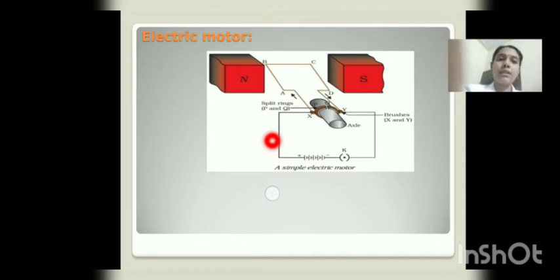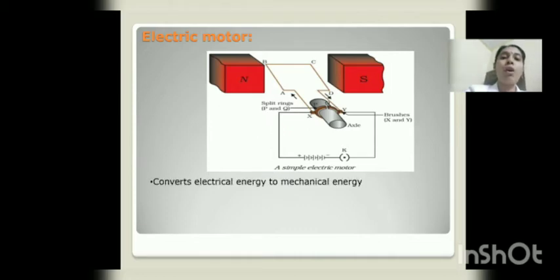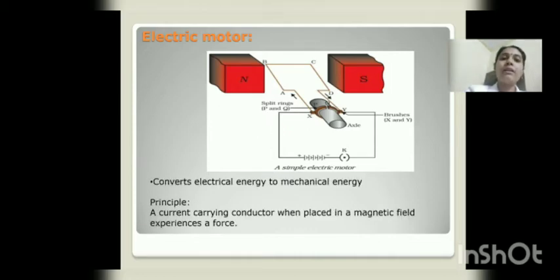First, let's discuss the principle of the electric motor. So what is the principle? We had already discussed the principle of the electric motor in the previous session. Whenever a current carrying conductor is placed in a magnetic field, it experiences a force. And that force makes this motor rotate. Okay, so the electric motor works on the principle of the force experienced by a current carrying conductor when it is placed in a magnetic field.